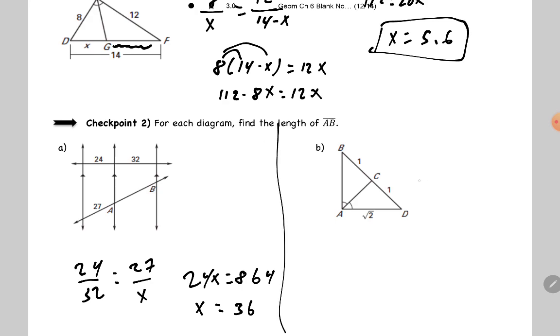Part B. What are we looking for? We're looking for AB, so I'll call this x. So I'm going to say x over 1 equals square root of 2 over 1. So x equals square root of 2.